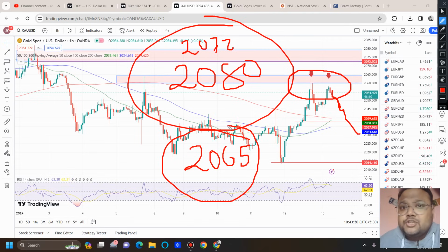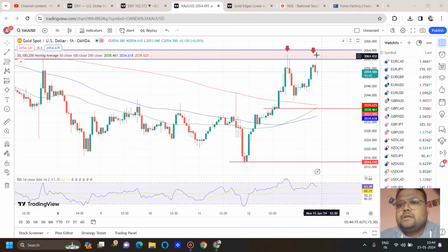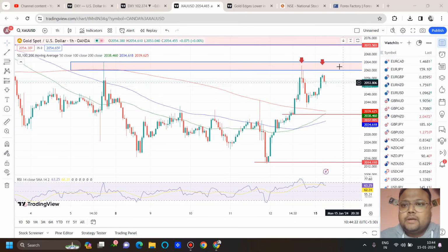But the market's reaction and behavior around 2060 to 2065 will be very important, because right now we can see the market is forming a double top kind of pattern, and if the market fails to go up, then we may see some downside as well. So if you're holding a sell position, that will be very nice for you. And in case the market goes up, you still need to observe the market around this particular portion, because we have sellers sitting around this area.